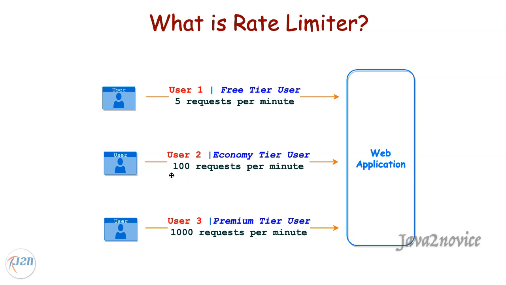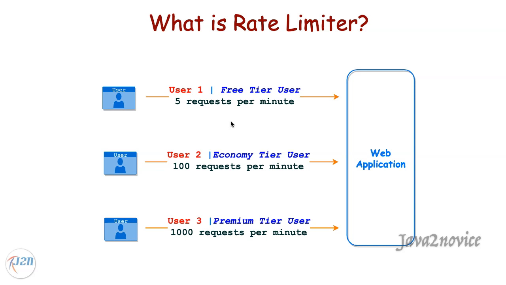The economy tier allows you to make 100 requests per minute. On the other hand, the premium tier allows you to make 1000 requests per minute. Any request beyond these limits will be throttled, will be denied. Now, how can we monitor and control API usage per user? Whose responsibility is that? This is where the rate limiter comes into the picture. It is the rate limiter's responsibility to control or limit API usage per user.